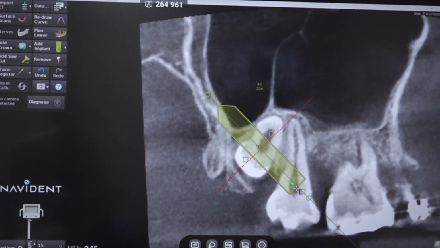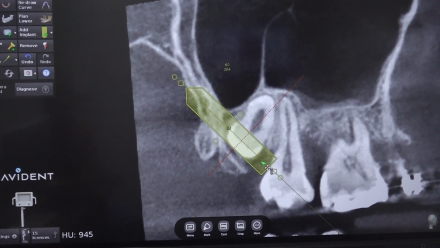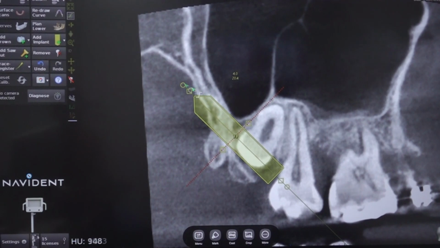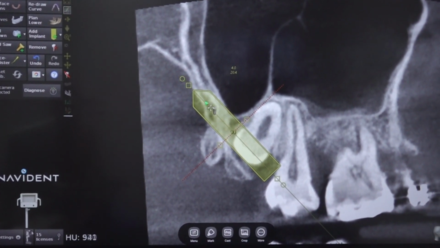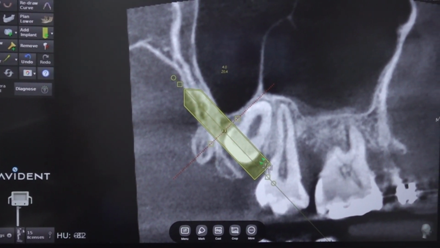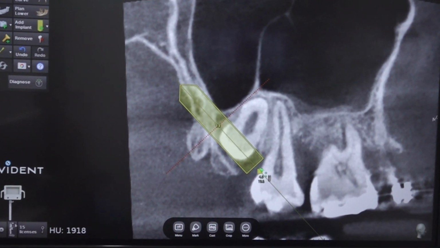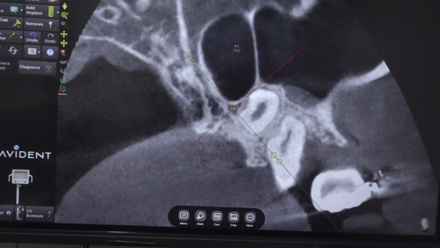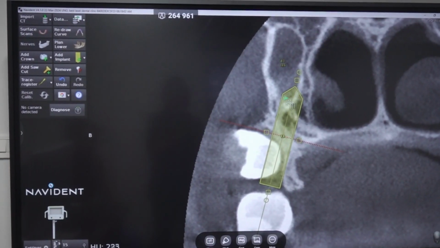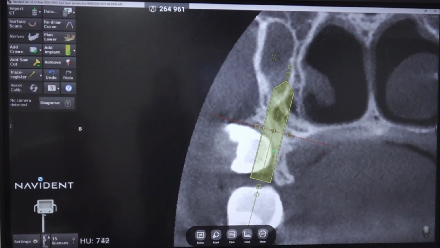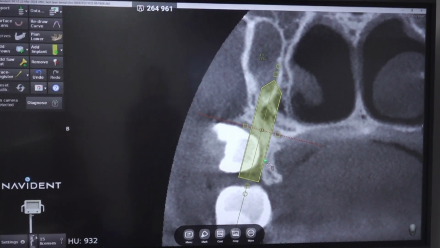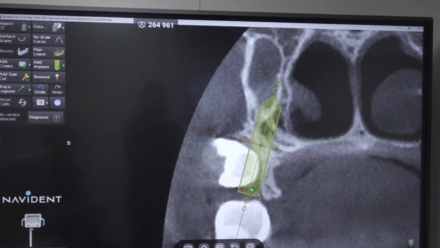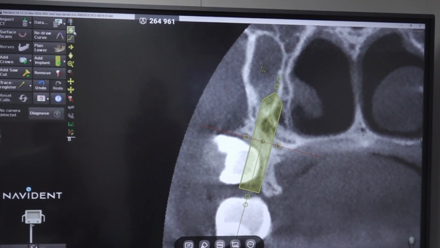So where to start the drilling? Just behind the seven, right? The thing is only this part will be covered by bone, this part will be an empty socket. So that is a drawback. You will see the 360 degree view. Only this 50% is inside the bone. Palatally it will be covered by bone, but buccally it will be exposed.